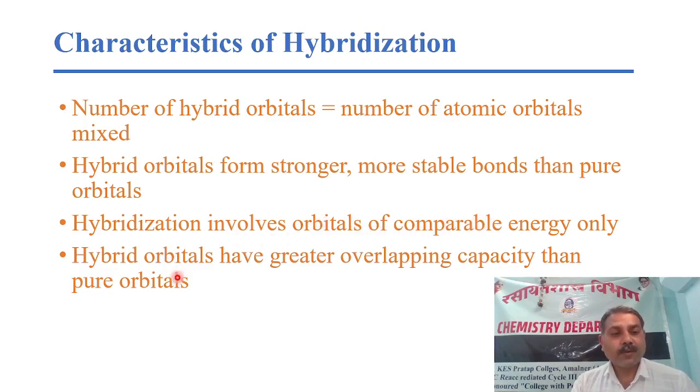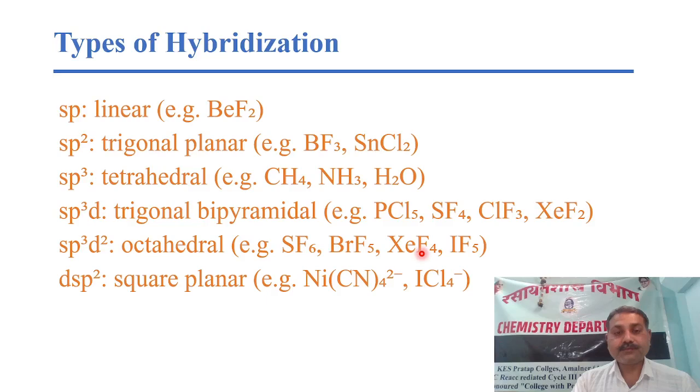And the fourth point is that hybrid orbitals have greater overlapping capacity than the pure orbitals. So their overlapping capacity is higher, therefore the most stable compounds are formed with less repulsion and maximum distance between the orbitals. So they form stable compounds with fixed geometry.